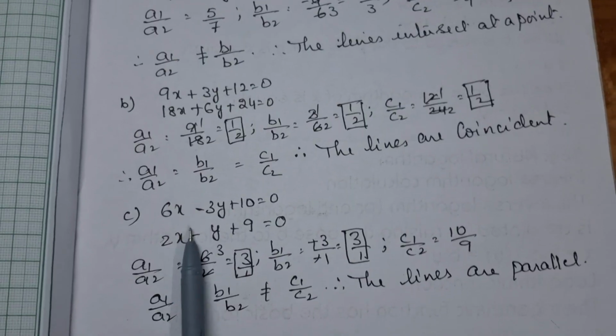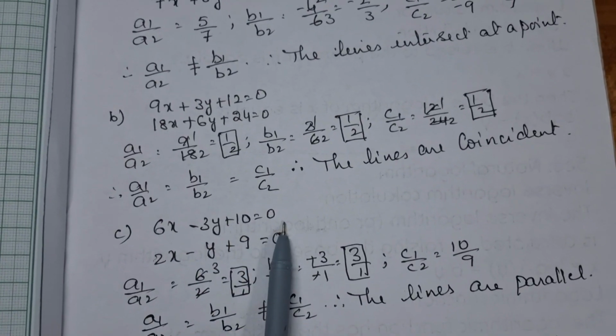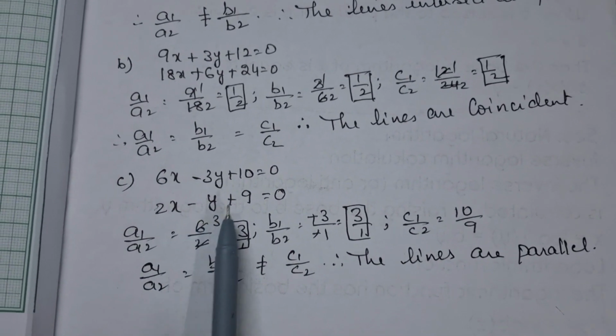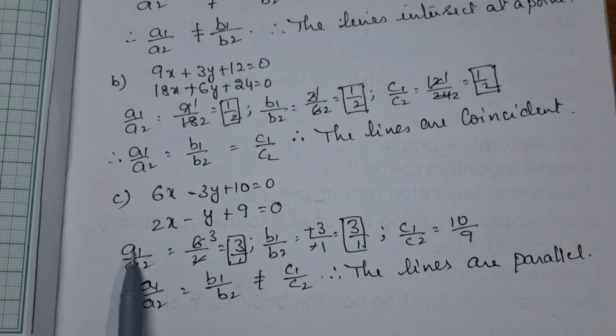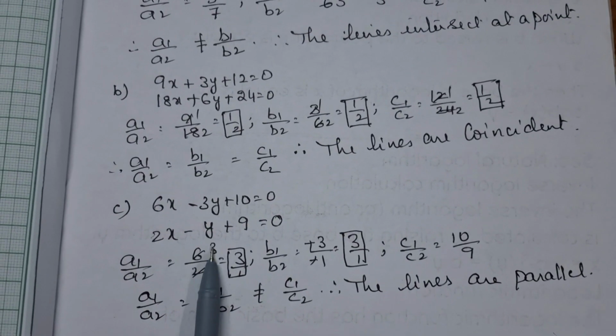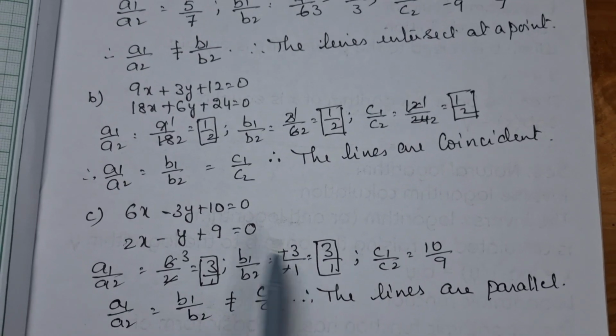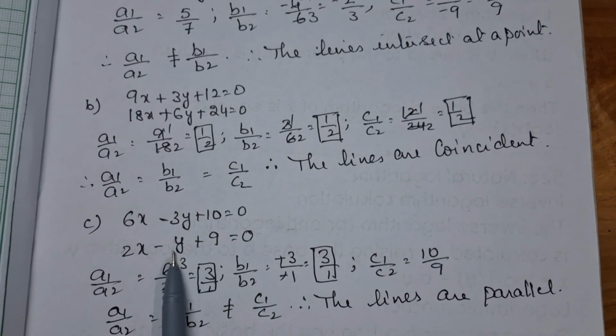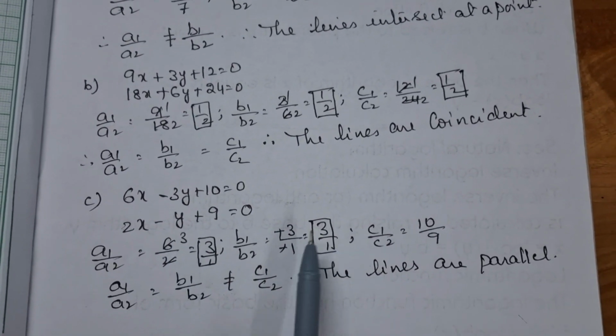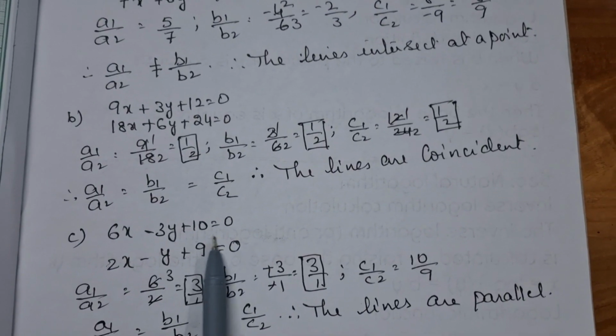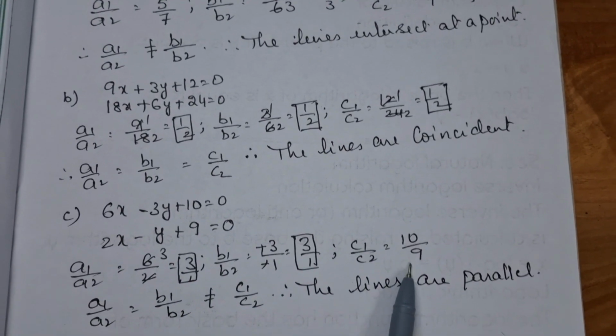Now third one. 6x minus 3y plus 10 is equal to 0, and 2x minus y plus 9 is equal to 0. So a1 by a2 is 6 by 2, that is 3 by 1. b1 by b2 is minus 3 by minus 1. No coefficient means 1. That is again 3 by 1. c1 by c2 is 10 by 9.